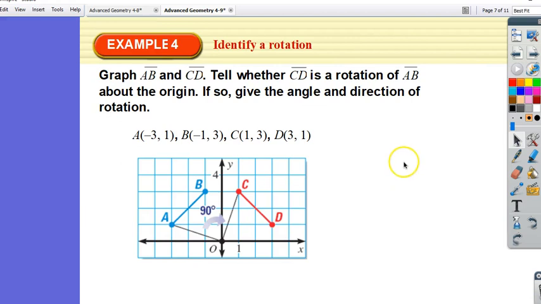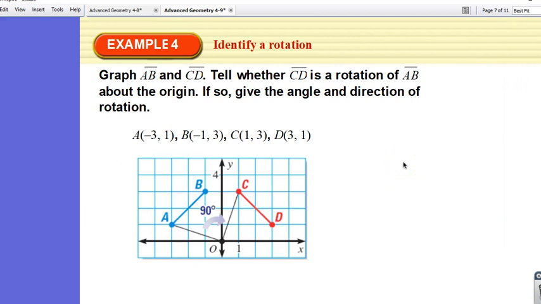Alright, so graph segment AB and segment CD. Tell whether CD is a rotation of AB about the origin. If so, give the angle and the direction of rotation. So the first thing we're going to do is graph A and B. So we have our points at -3, 1 and -1, 3. We have our other set of points at 1, 3 and 3, 1.